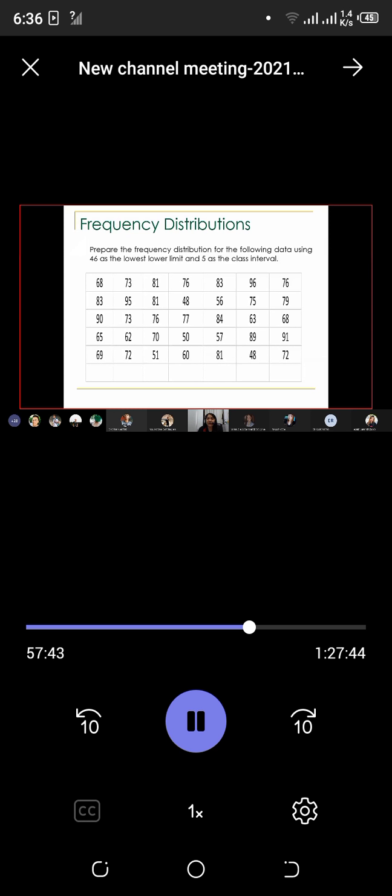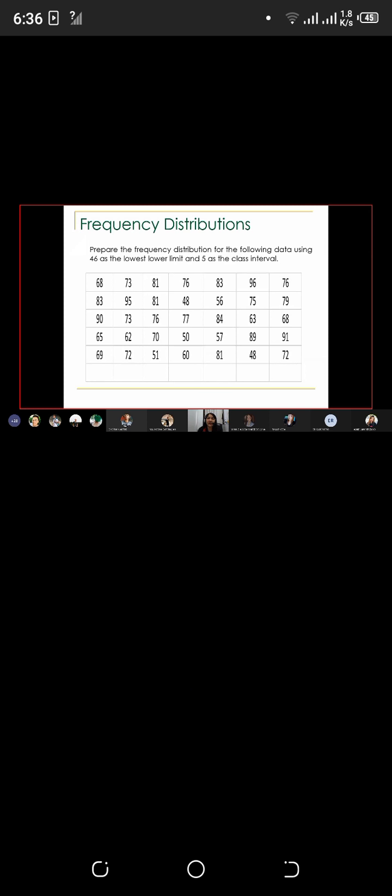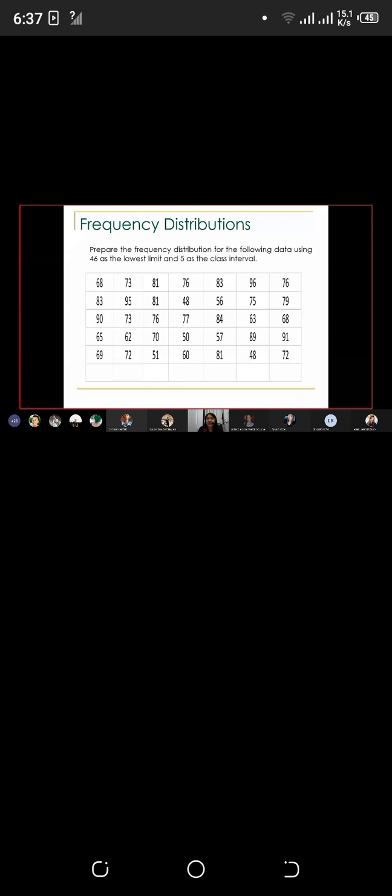Distribution for the following data using 46 as the lowest limit. Sorry, correct natin to. Nagkamali ako dito. Lowest ito. Tanggalin ko lang to, class. So this is lowest limit and 5 as the class interval. Okay, so 5 daw yung class interval natin dito.